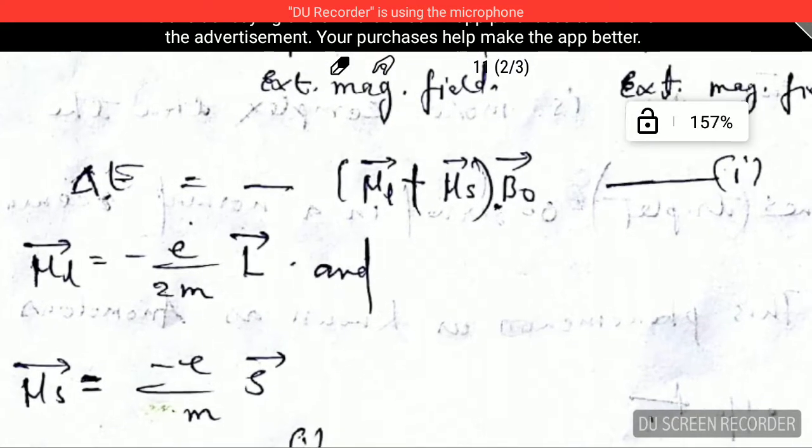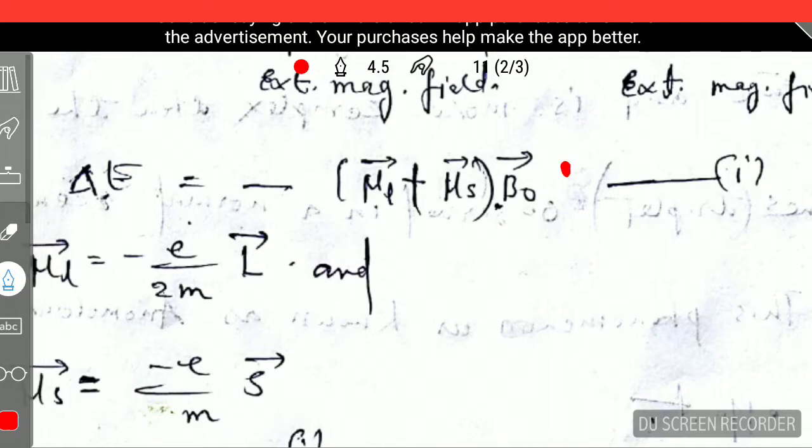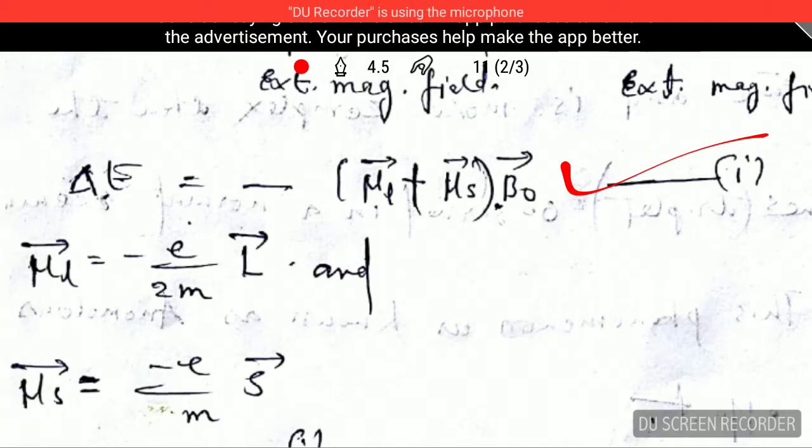Now the above equation can be easily written like this by taking B naught out.